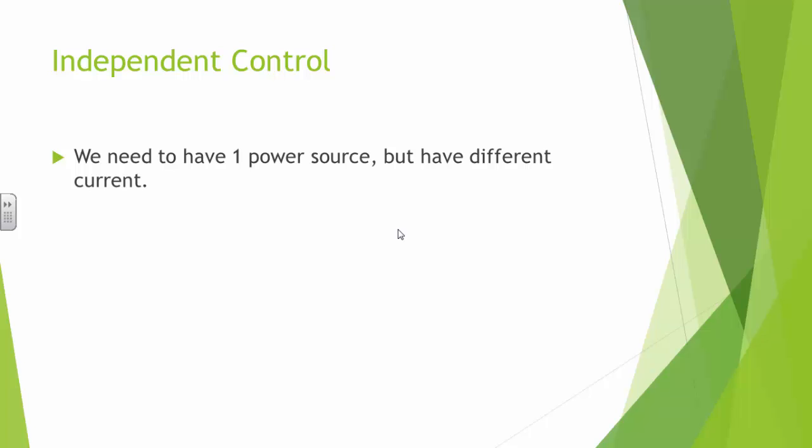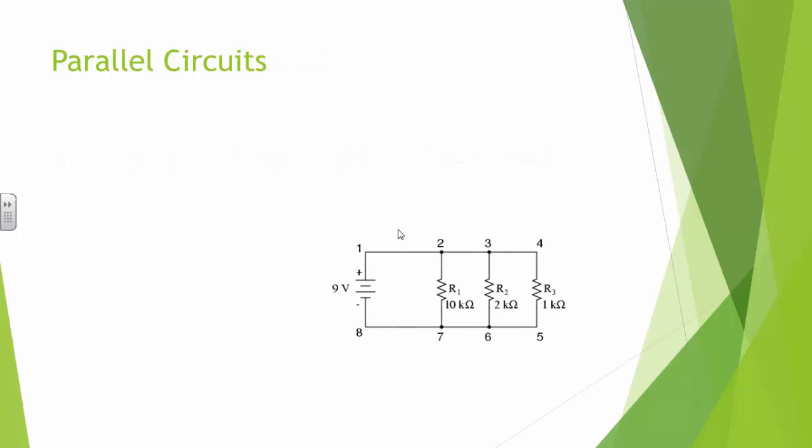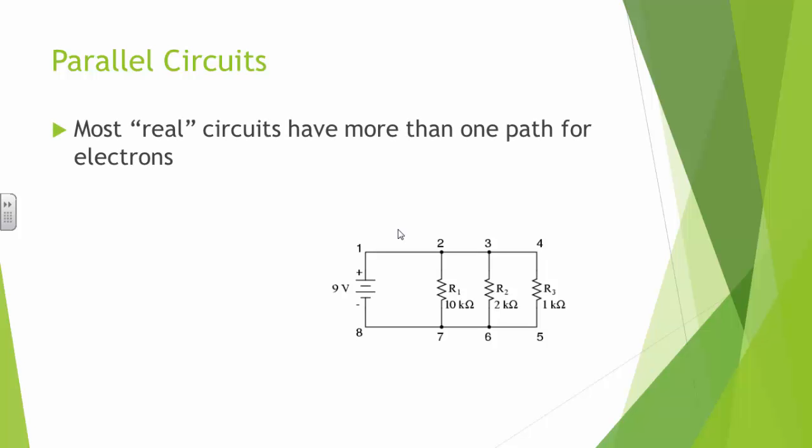So in cases where we need to have a single power source like the main power that comes into your house, but we need to have different currents, we need a different design. And this is where parallel circuits come in. Parallel circuits are circuits where we have more than one path for electrons. If we look at this circuit here, we have the path through resistor 1, the path through resistor 2, and the path through resistor 3. Each one is independent of the others.